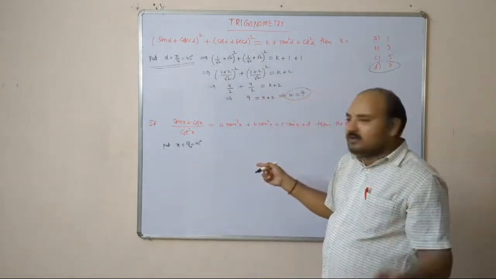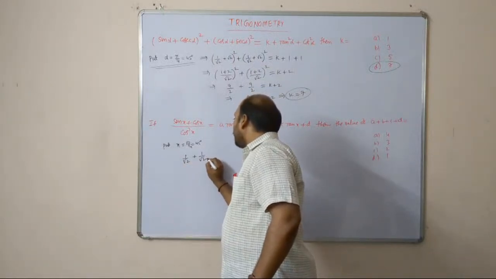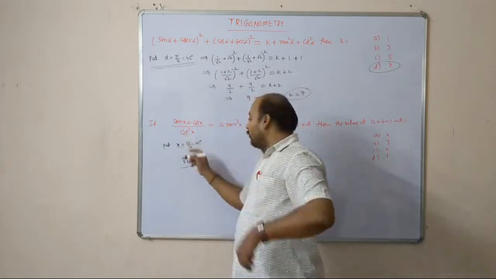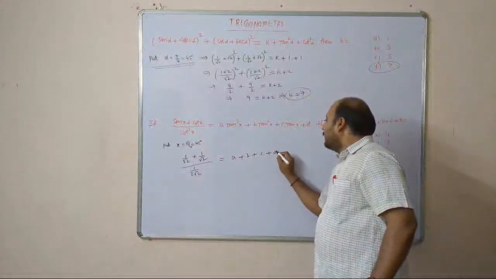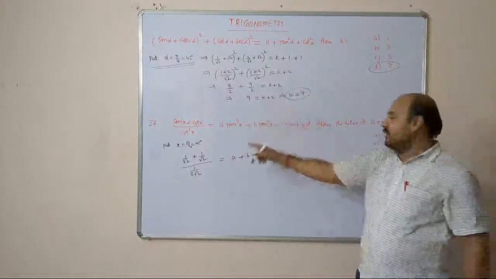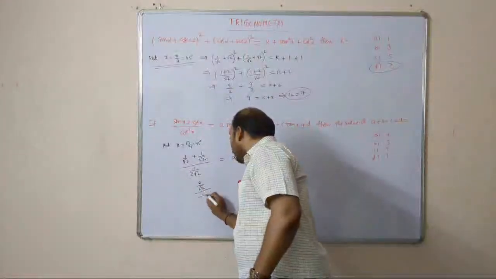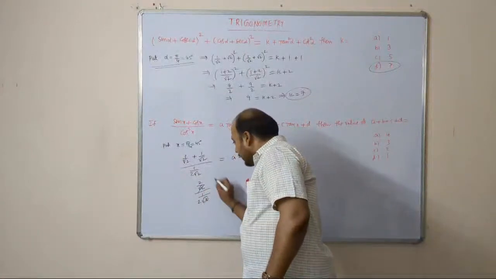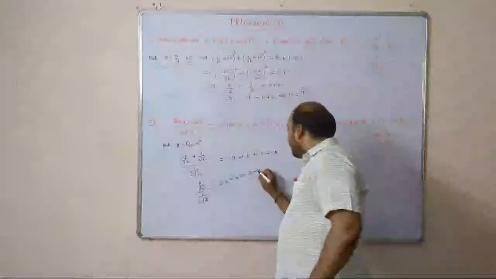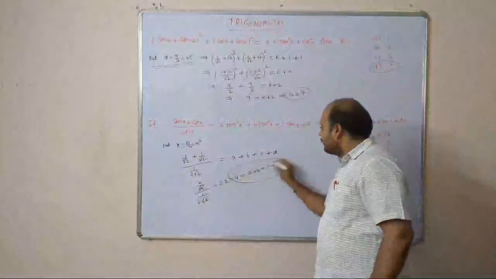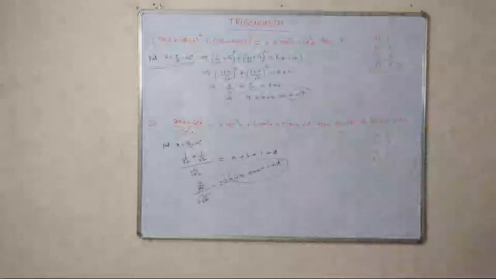Tan 45 is 1, so 1 cube. So sin 45 is 1 by root 2, plus cos 45 is 1 by root 2, by cos 45 whole cube, 1 by root 2 whole cube means 1 by 2 root 2, is equal to a plus b plus c plus d tan cube of pi by 4, whole power 3. Like this it will be 1 by root 2 plus 1 by root 2, that is 2 by root 2, by 1 by 2 root 2. Root 2 gets cancelled in numerator and denominator, so 2 into 2, that is equal to 4. 4 equals a plus b plus c plus d, so the answer is 4. It is there in the first option. I hope you understand.